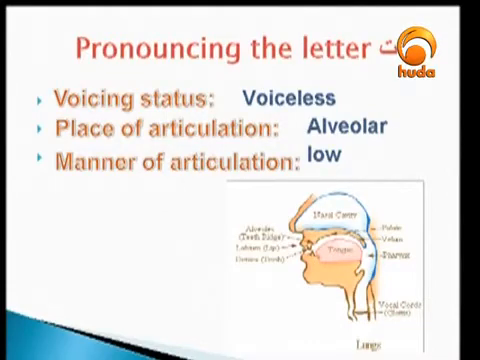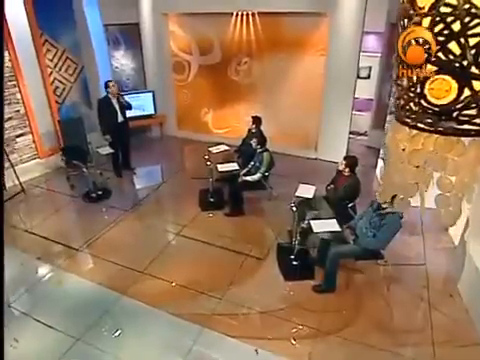Voiceless. So can you pronounce it again? Say Ta. Here you're not just saying the alphabet, you are just mentioning the sound. Again, I'm not saying here the letter name, I'm saying the sound: Ta. Can you see that? So you cannot find any vibration here at your larynx. So we say Ta.